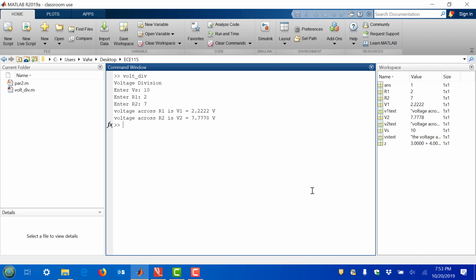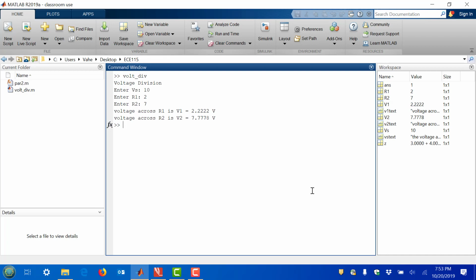That's not really the way to do it. In fact, in experiment number 2, you saw those programs that we ran. Those were all scripts as well, right? But now we'll ask you to write your own scripts on things that you know, for example, current division, voltage division, equivalent resistances, etc.